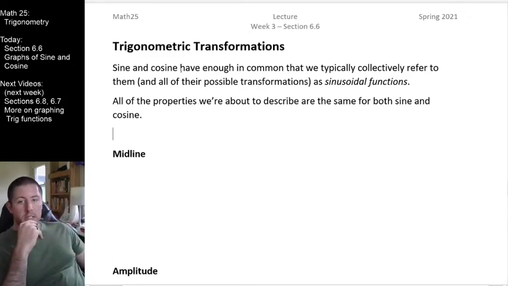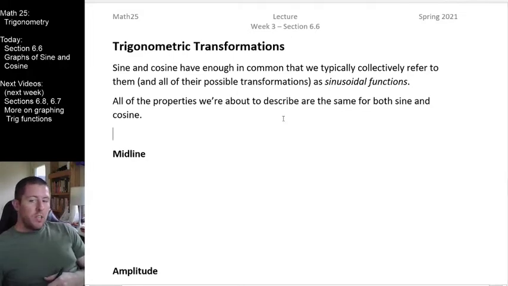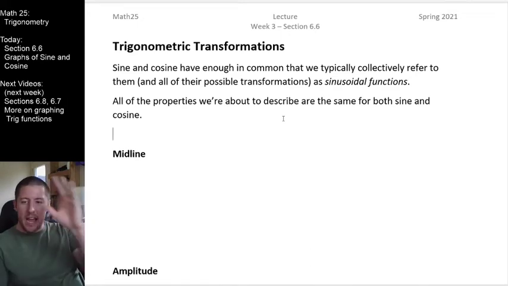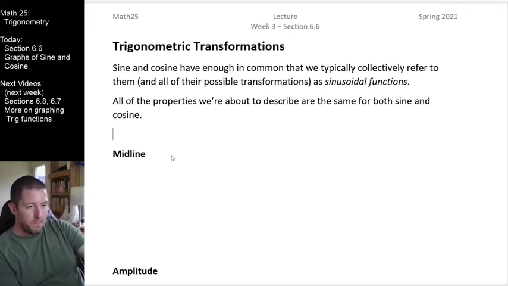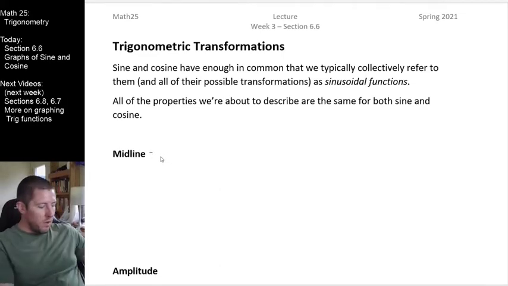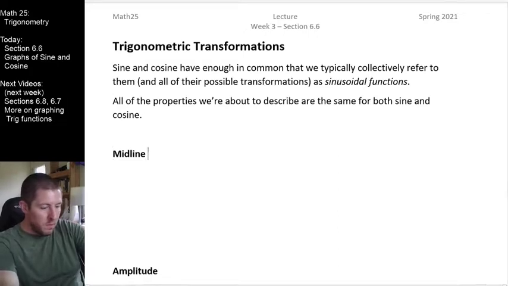So, trigonometric transformations, sine and cosine have enough in common that we typically collectively refer to them and all of their transformations as sinusoidal functions. So that says to me, cosine is a sinusoidal function, and so is sine. Tangent's going to be different, right? But sine and cosine and all their transformations are collectively verbalized as the sinusoidal functions. All of them have these properties that we're about to describe. Okay, I'm going to just write this one in words right here.